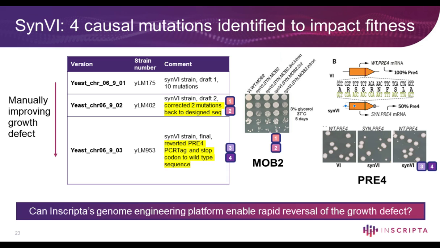So the question was then posed to us as in, can the Inscripta genome engineering platform enable the identification of targets that rapidly reverses the growth defect? So instead of going through a long, cumbersome genetic process, can you use the Inscripta platform with pooled selections to get to the end identification of these targets, which you can then quickly revert in the strain engineering process?